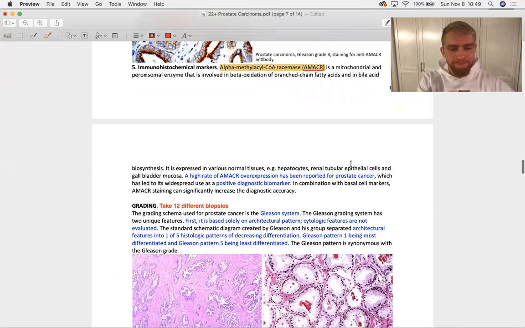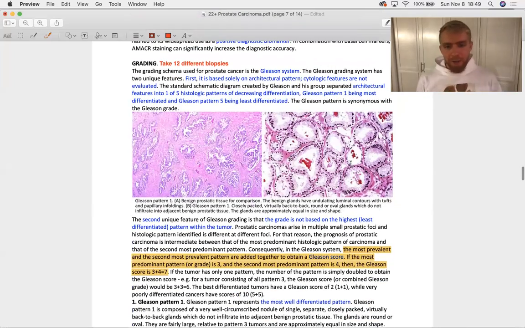Cool, thanks. So let's talk about the grading. This is the heart of this lecture. When you biopsy a prostate, you're going to take 12 different biopsies. And then you're going to take these biopsies, and a pathologist is going to look at every single one and put a number to the highest grade tumor or cell population that they detect within this biopsy.